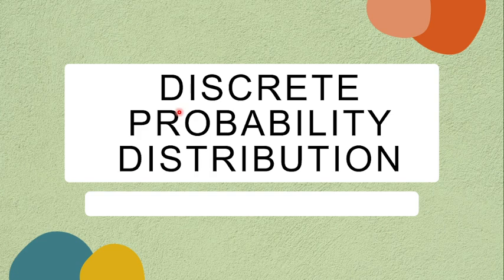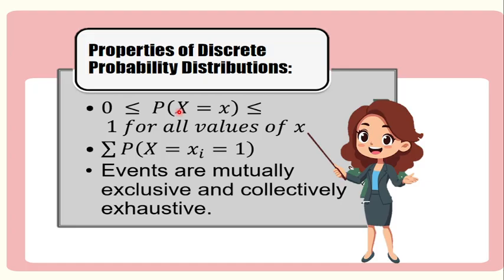So, of course, we can say that it is a PMF if we satisfy different properties of this probability distribution. So, we have here our first property, no? Meaning, the probability values of our discrete random variable are between 0 and 1 for all values of x. So, meaning, hindi siya maging negative. Hindi din siya maging greater than 1. So, in between lang siya ng 0 and 1.